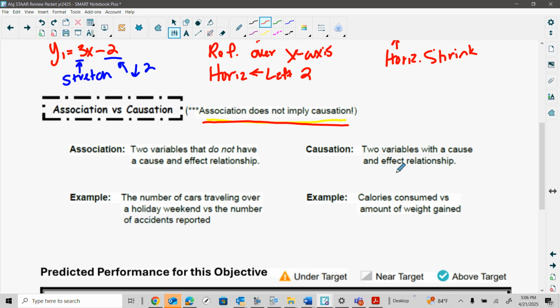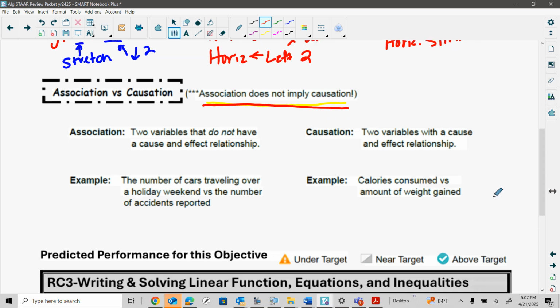The number of floors in the building does depend on the height of each floor. The weight you gain does depend on, or is a cause of, the number of calories consumed. So there's just an example there, and that takes care of RC2.